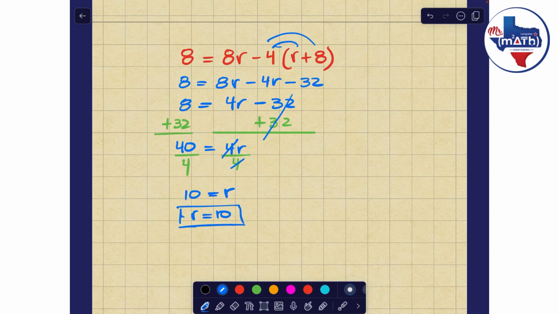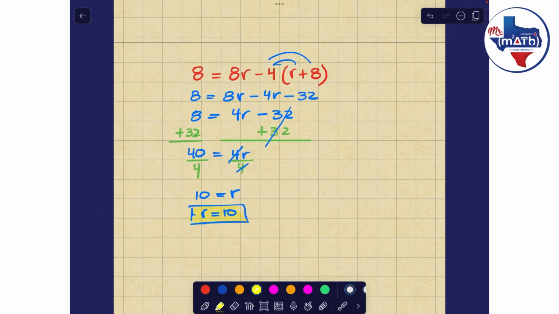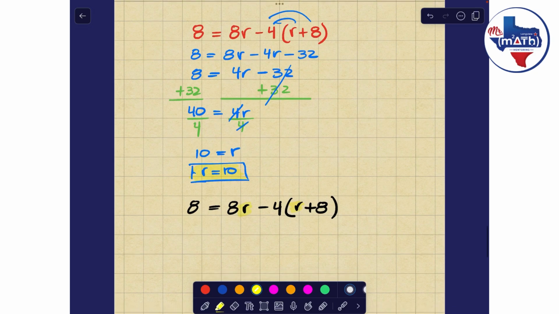All right, let's verify if this answer works for our question. How do we do that? We rewrite the problem, the equation, and we replace r with the value of 10. So we'll have 8 equals 8r minus 4 times r plus 8. Okay, so the value of r here needs to be replaced by r equals 10.